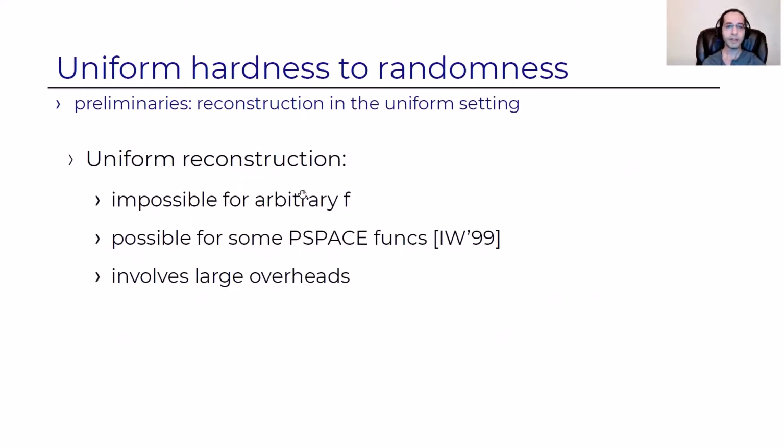Now, in our particular case, we start with a uniform lower bound, the lower bound for uniform algorithms. And therefore, we must also prove a uniform reconstruction argument. Now, you can show that this is impossible without any assumptions on f. It's impossible for an arbitrary f. And Impagliazzo and Wigderson about 20 years ago showed that it is nevertheless possible when f has some structure. And specifically, it's possible for some functions in P-SPACE. However, their argument involves large overheads.